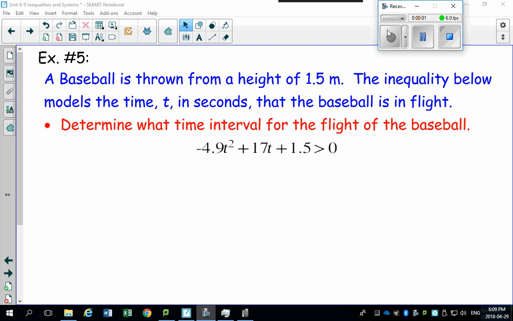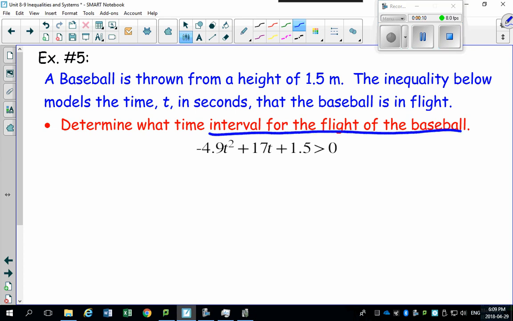Remember these type of questions from chapter 4? Exactly the same thing. But the cool thing is they want to know, it says, determine the time interval for the flight of the baseball. So in other words, we want a value of greater than 0.